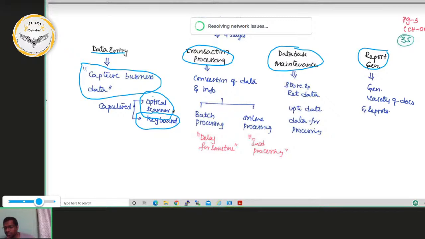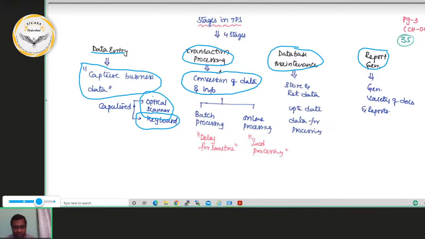Plus transaction processing. What do you mean by processing? Processing is nothing but conversion of data into information. And how many ways can we convert it? We have 2 ways. First one is called batch processing. Second is called online processing.